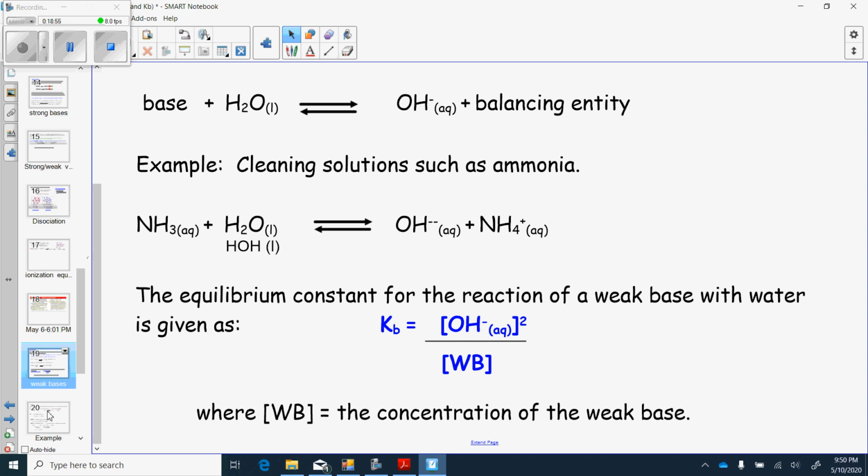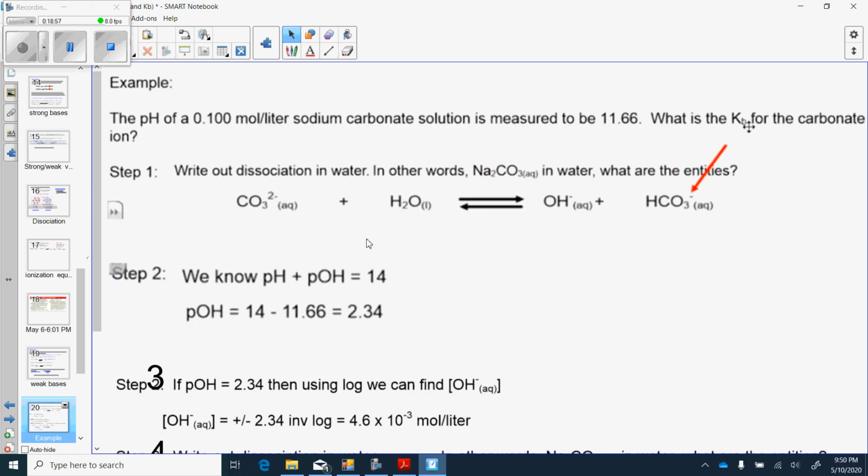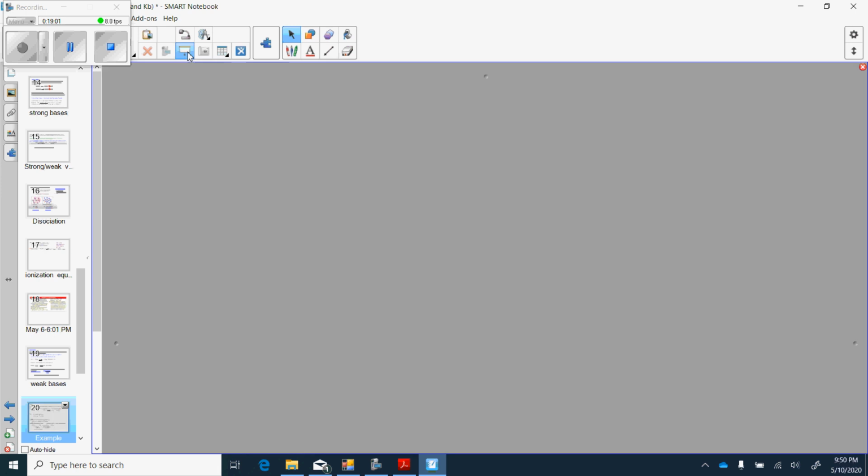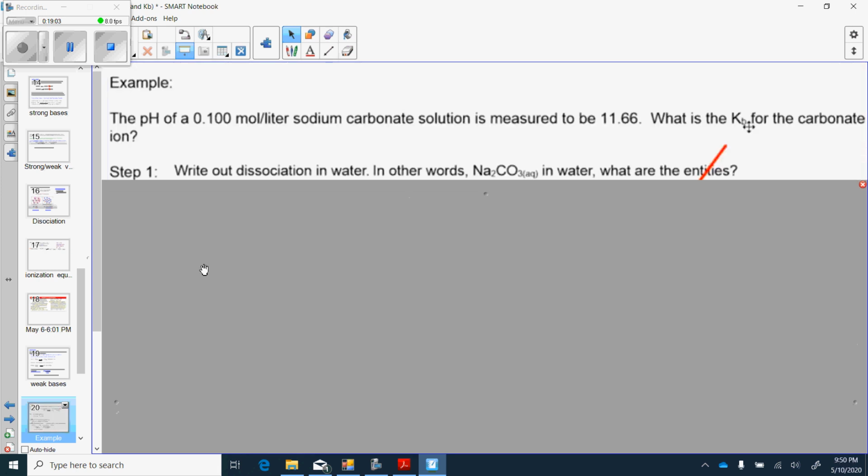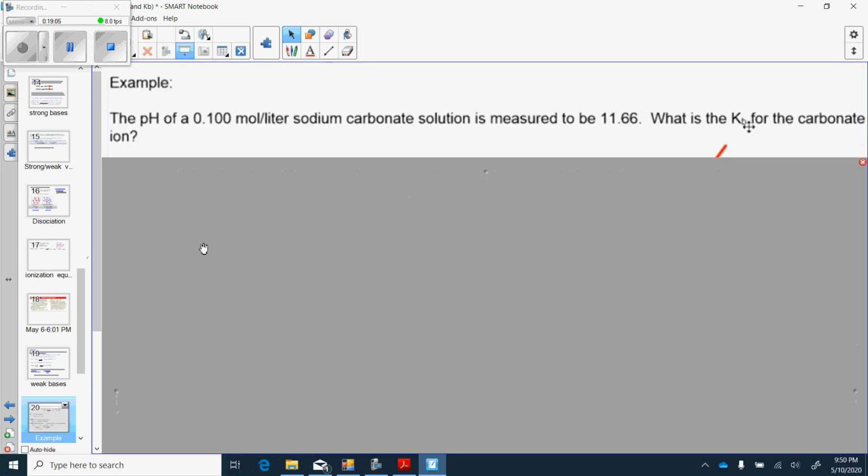All right, let's try a couple examples here. I'm already at 18 minutes. Let's take a quick look at this. So, the pH of a 0.1 mole per liter sodium carbonate solution is measured to be 11.66. What is the Kb for the carbonate ion?